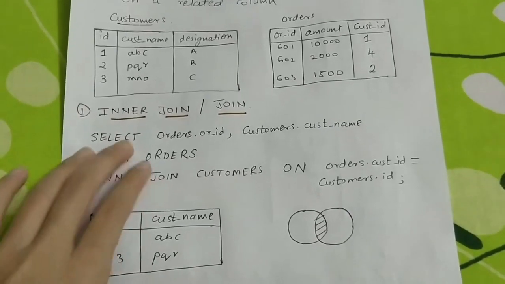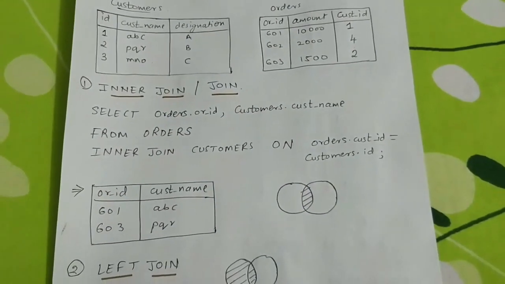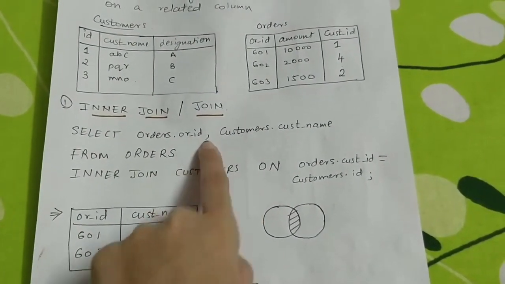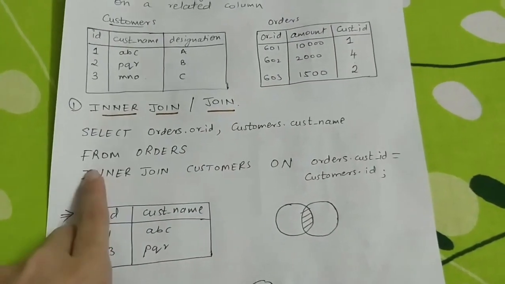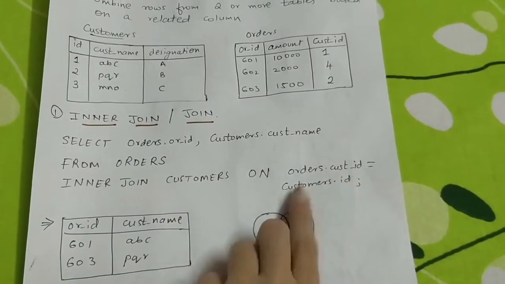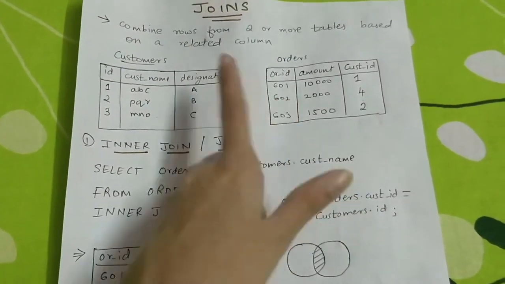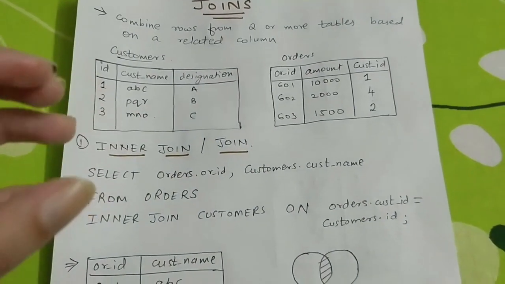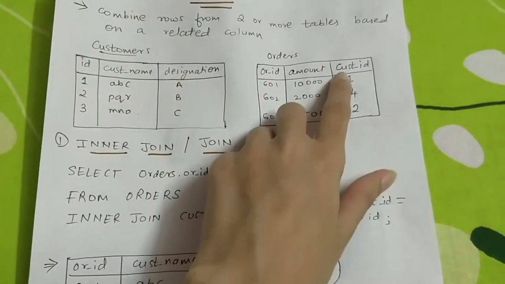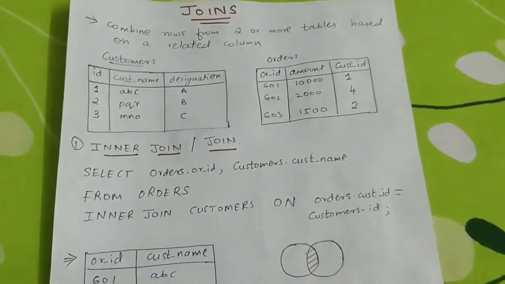So inner join. We have two tables over here, customers and orders. Now over here: select orders.or_id, customers.cust_name from orders inner join customers on this equal to this. Basically this is the common attribute. What is the common attribute between the two tables based on which we can join them? That is id over here and cust id over here. These two are the same thing in two different tables.